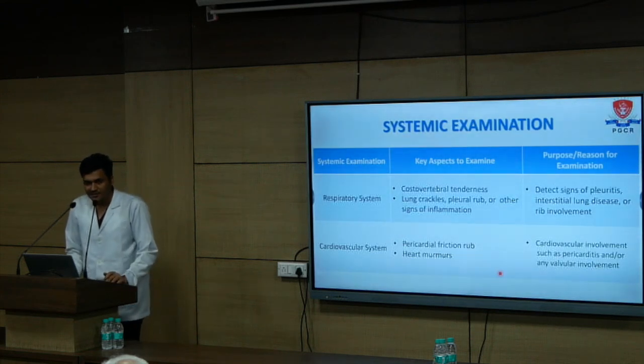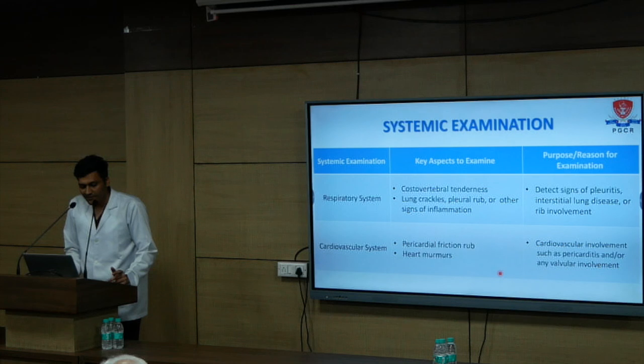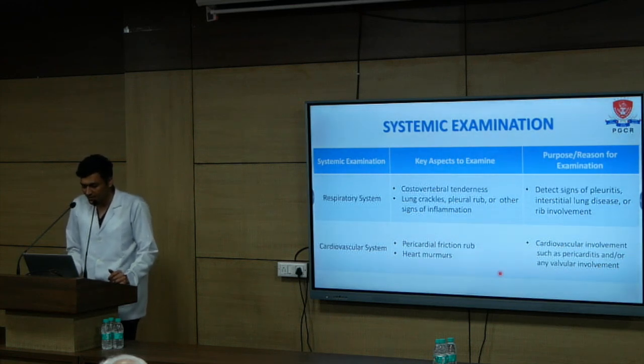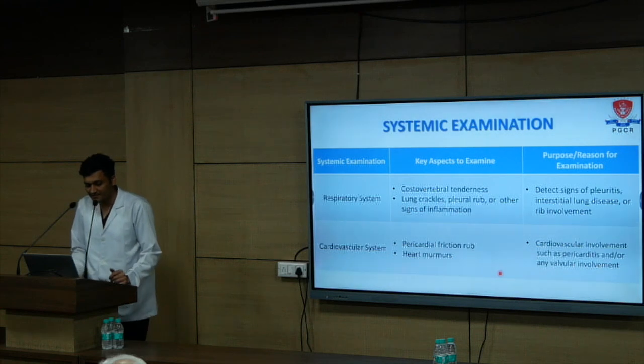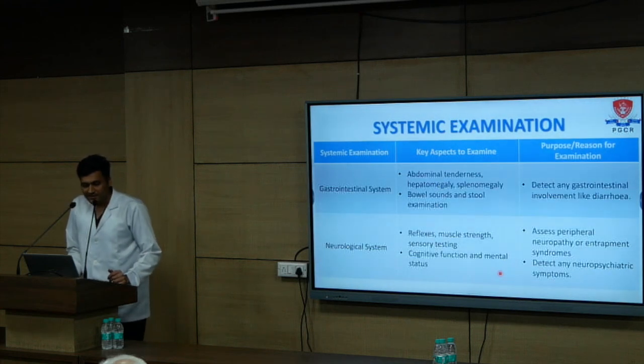So in systemic examination, first we will look for respiratory system. We will look for costovertebral tenderness or any lung crackles, pleural tract, to detect any signs of pleuritis or interstitial lung disease. In cardiovascular system, we will examine for pericardial friction rub or any heart murmur to rule out any valvular involvement or pericarditis. In gastrointestinal system, we will be examining for any organomegaly, abdominal tenderness, to detect any gastrointestinal involvement such as diarrhea or any.